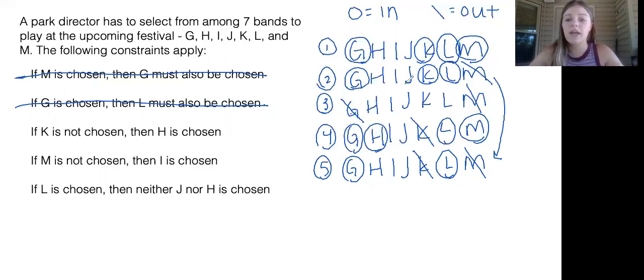Well, because K is circled in number 2, it does not apply. But in world number 5, because K is not chosen, then we know what happens. We know that H must be chosen.